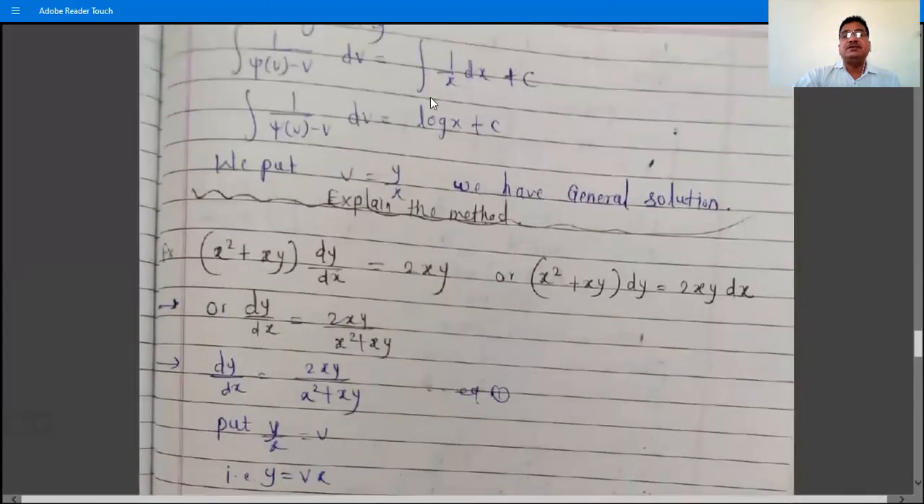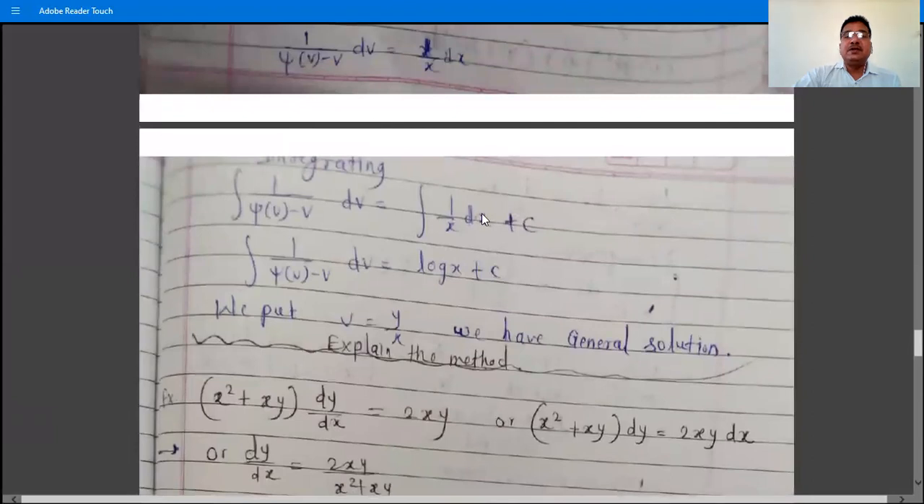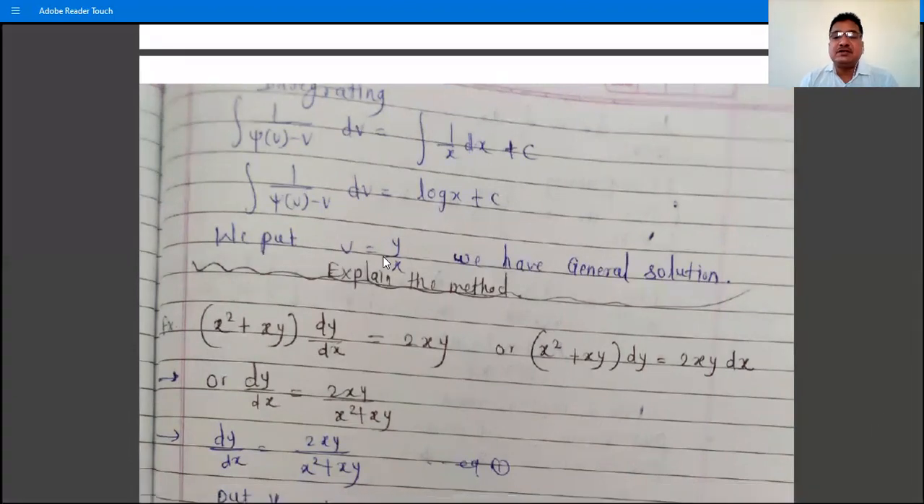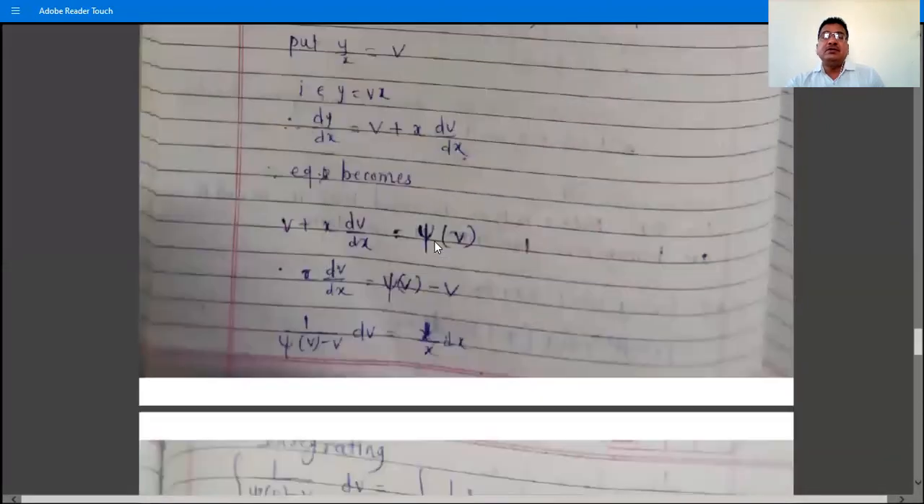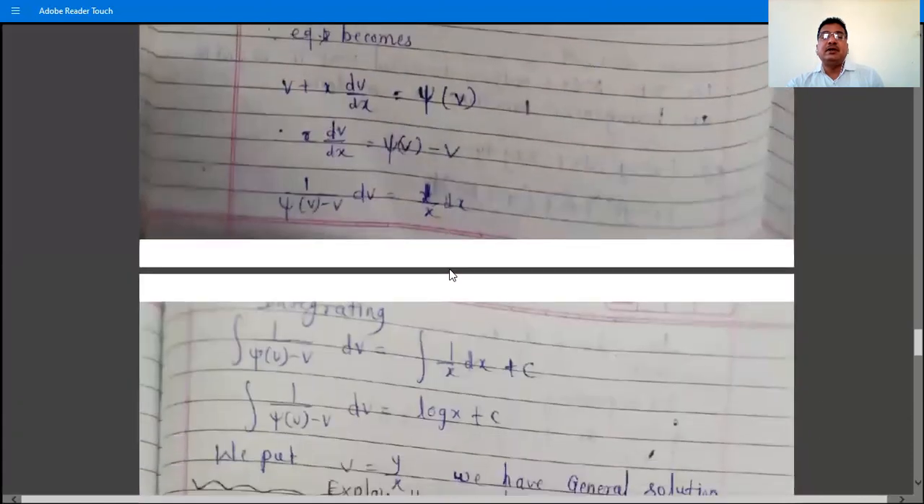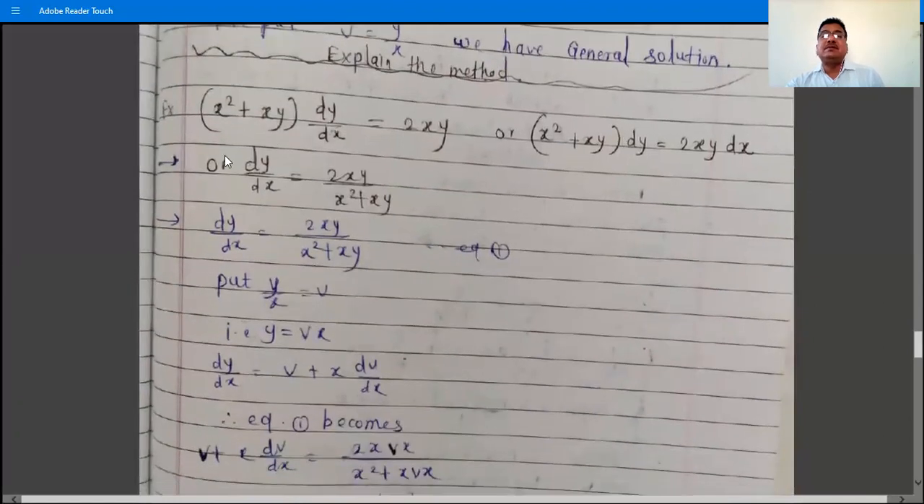So at this step we have the general solution of the given differential equation. After separating variables, integrating, and then substituting v as y by x, we have the general solution of the given homogeneous differential equation. So this is the method to obtain the solution of a homogeneous differential equation. This method is important, and we will explain it again using this example. We have to apply the same method to this example, so observe this example.